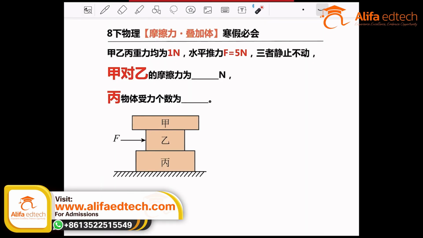Now, let's take a look. The gravity of A, B, and C is 1 Newton each, and the horizontal force F is 5 newtons. All three are stationary. Now it asks, what is the friction force of A on B in newtons?